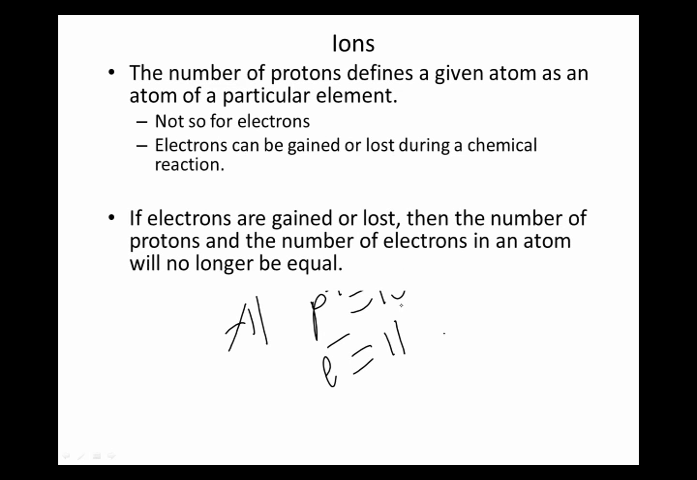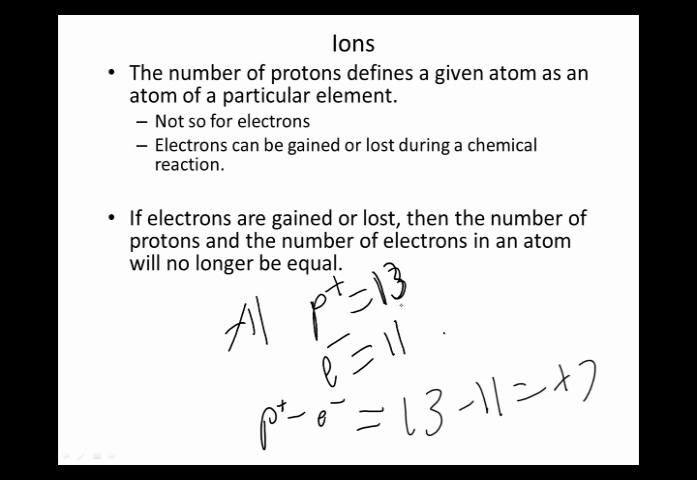The charge will be equal to the number of protons minus electrons. Since protons constitute a positive charge and the electrons constitute negative charge, we would have 13 minus 11, so that's positive 2, right? So there's 2 more positive things in this aluminum atom than there are negative things. If the charge is positive 2, then we indicate that up here in the upper right-hand corner. That's how we indicate charge.